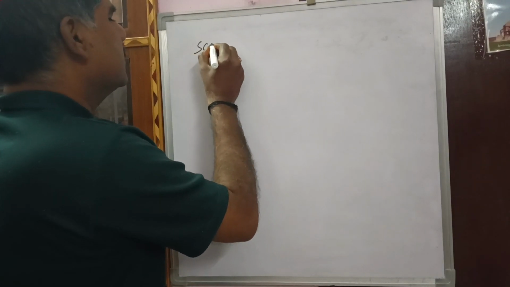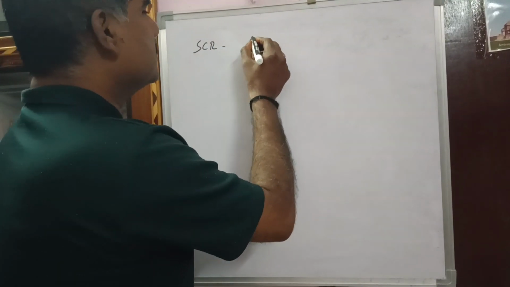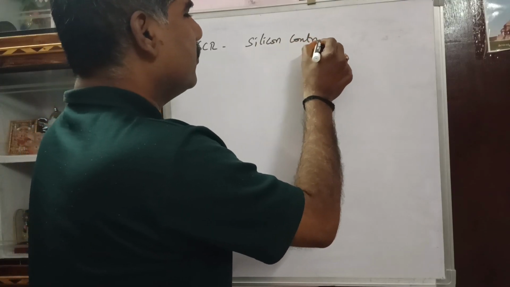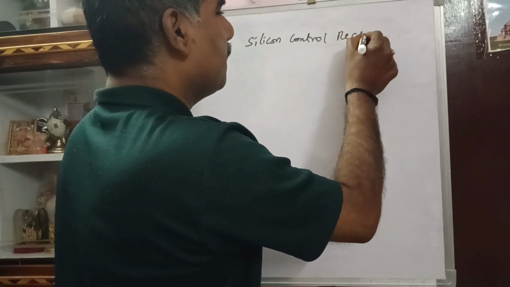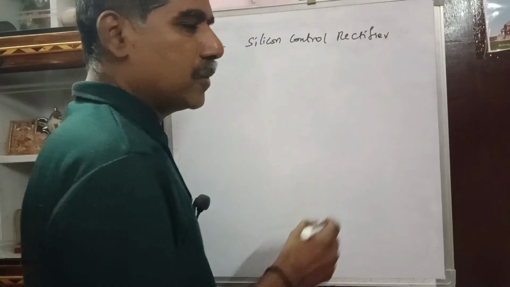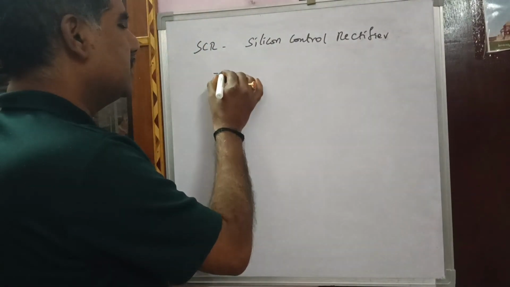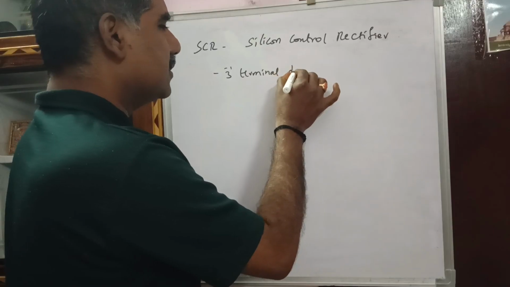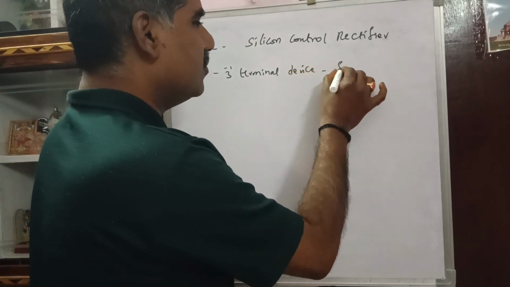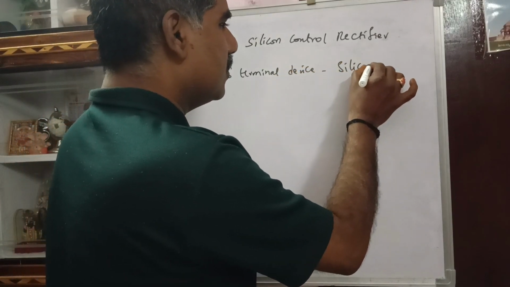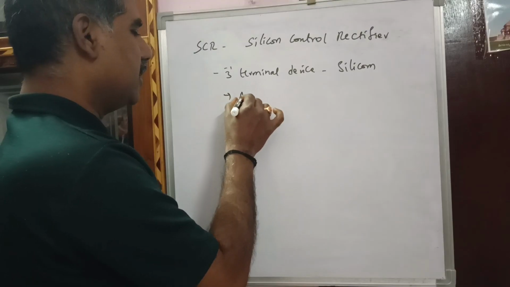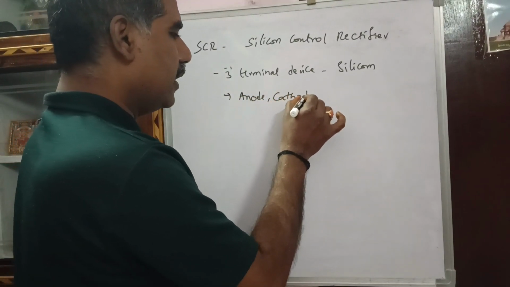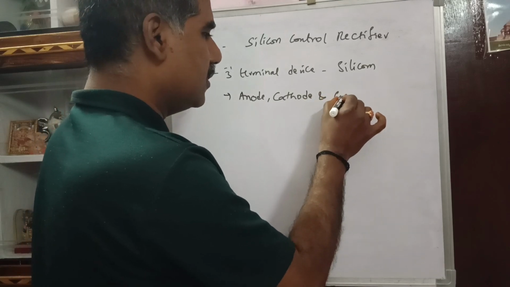That is known as SCR. SCR means silicon controlled rectifier. It is a three-terminal device made up of silicon. The three terminals are anode, cathode, and gate terminal.